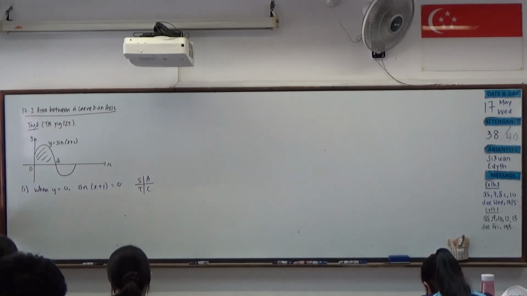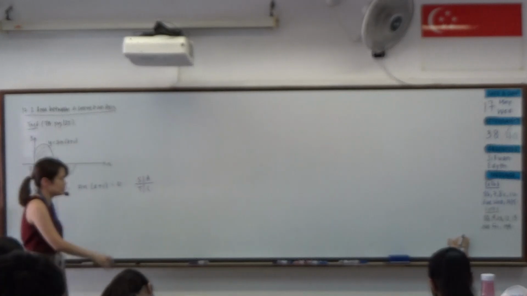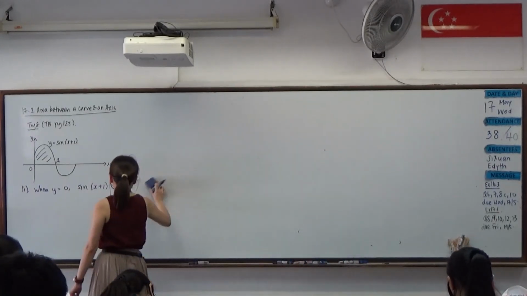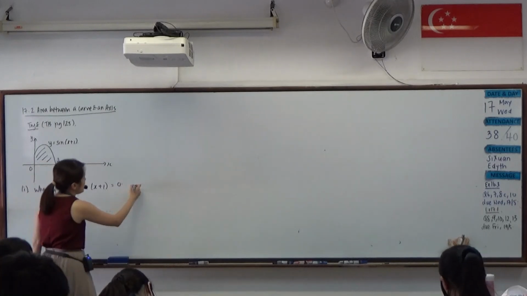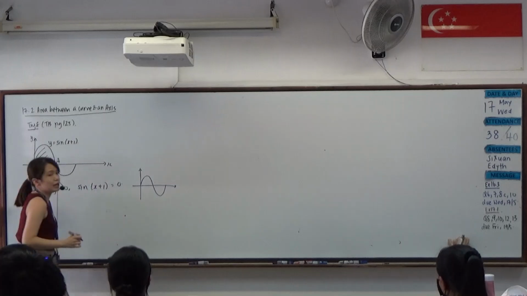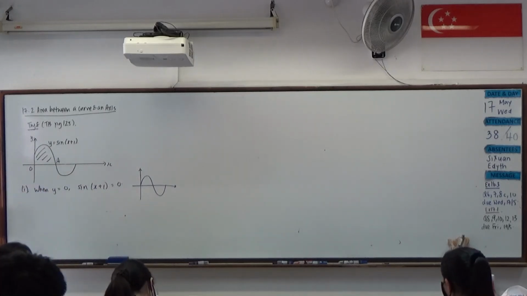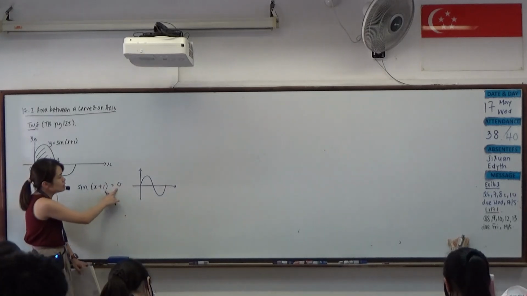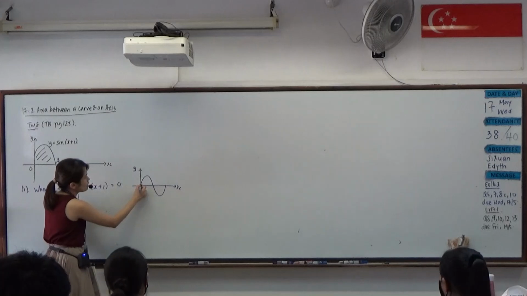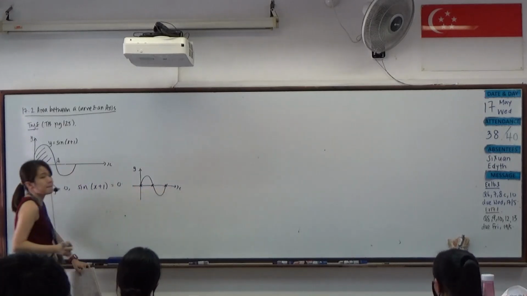Because sine x plus 1 equals 0, you may want to take a look at your quadrants, but usually when it comes to 0 itself, I don't rely on the quadrants. What I will rely on is our basic sine graph. So how do we make use of our sine graph? When y equals 0, we're looking at these 3 points.